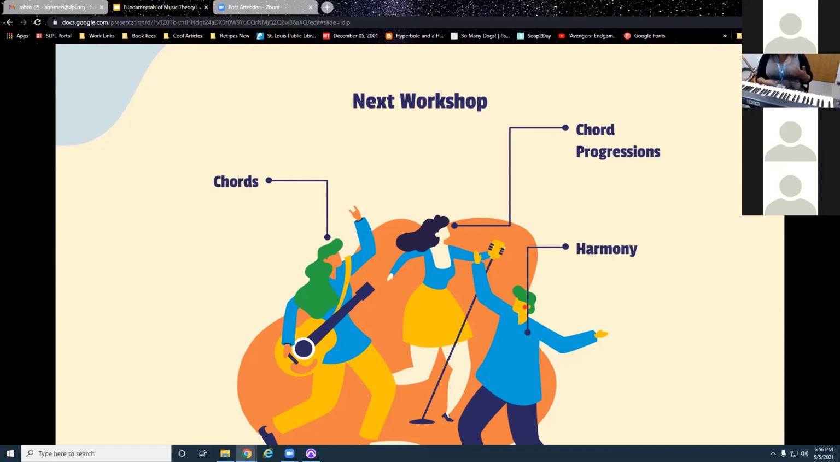So we're going to talk about what that means, how you can figure out what those notes are, and what they look like on both the guitar and the piano.